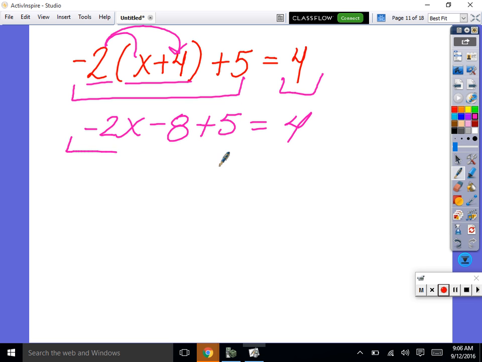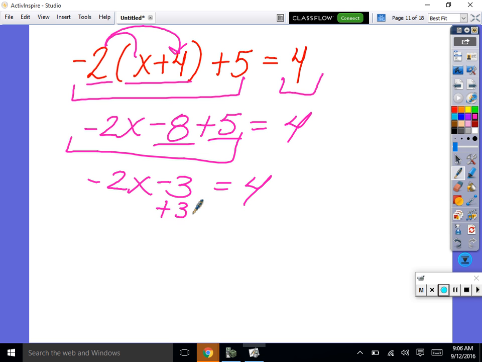Keep combining like terms over here. Isn't that negative 2x and then minus 3? Negative 8 plus 5. And that's equal to 4. We're just trying to get x alone. So when we add 3, negative 2x is equal to 7. Divide by negative 2. Not a very pretty answer.